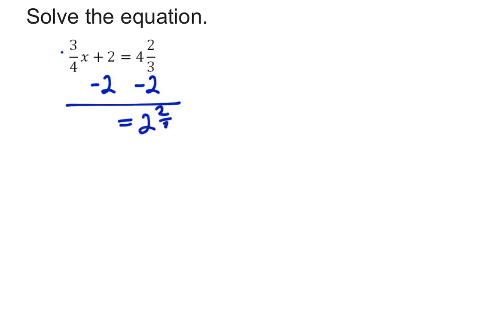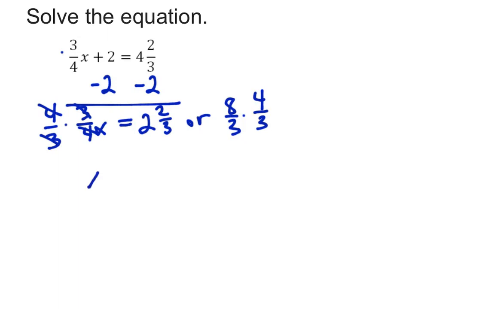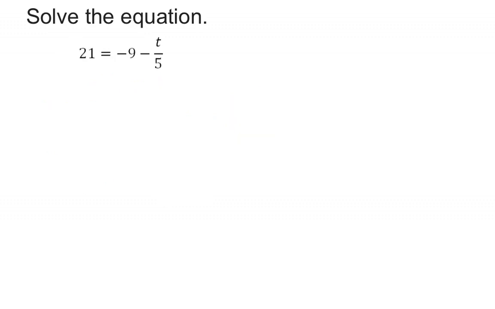giving me 2 2/3, which I'm going to call 8/3. It'll be easier to work with this if it's in improper fraction. So 3/4 x is equal to 8/3. Now I multiply by the reciprocal. The 4 reduces with the 4, the 3 reduces with the 3, giving me the coefficient of 1, which is what I want. And over here I need to multiply the 8 times 4 and get 32 as the numerator, and 9 as the denominator.